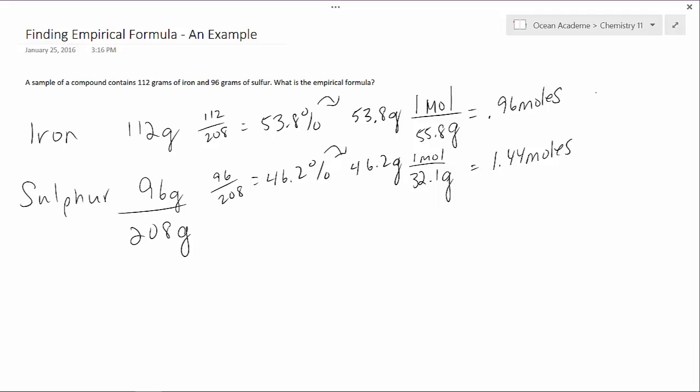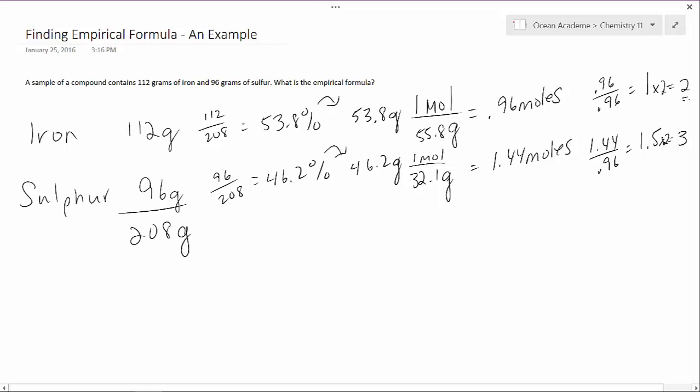Now, what we do is we take the smaller of these two, so that's the 0.96. We divide both of them by 0.96. Here we get 1 for iron, and here we get 1.5 for sulfur. Now we need these numbers to be whole numbers. So here we would multiply this by 2 to get 3. And what we do here, we have to do to iron.